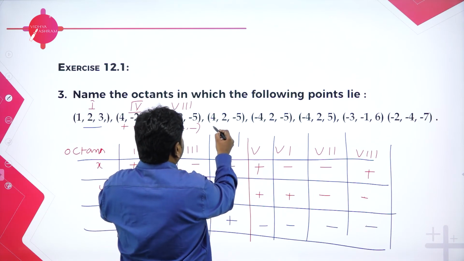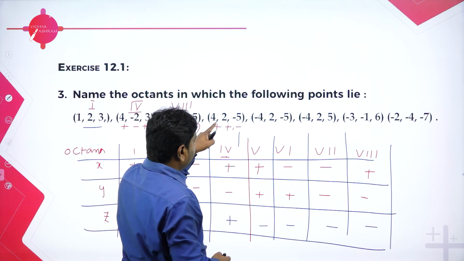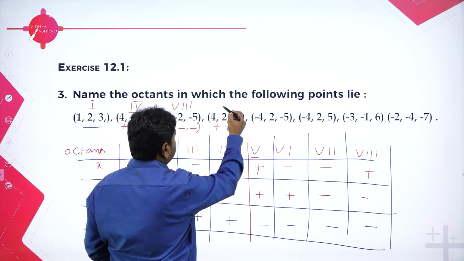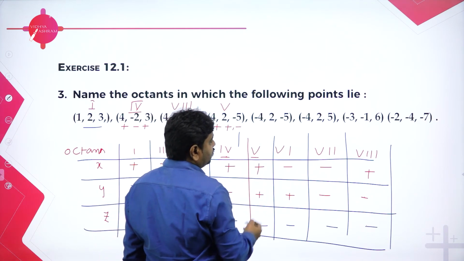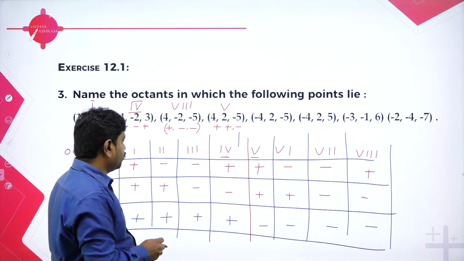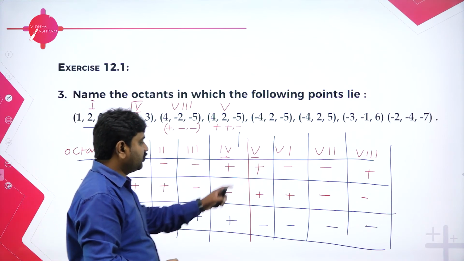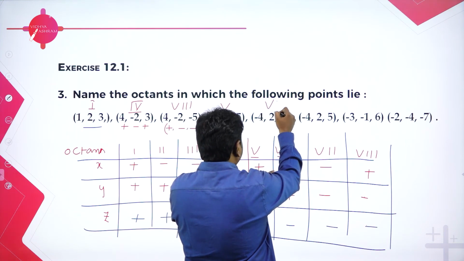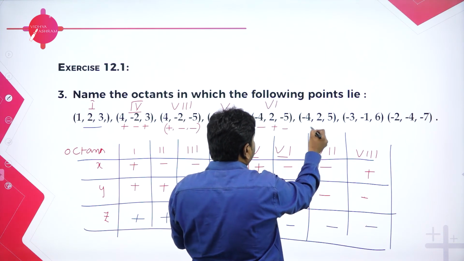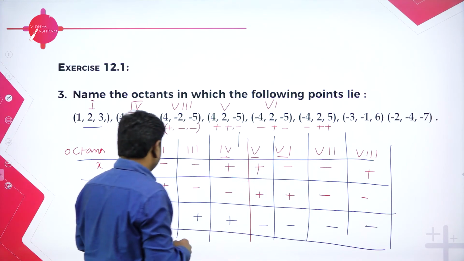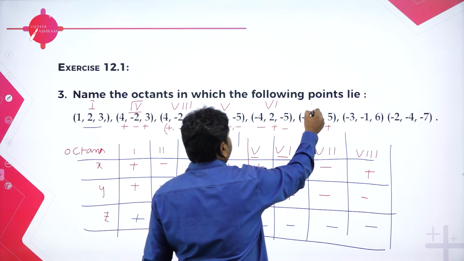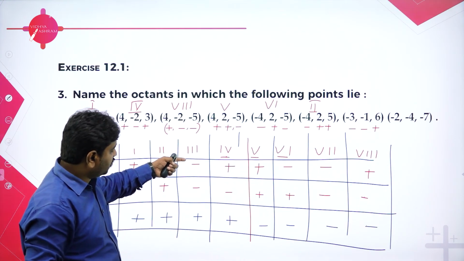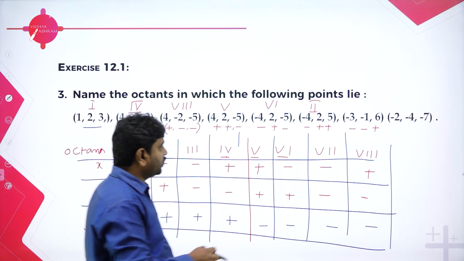And plus plus minus: x positive, y positive, z negative. Plus plus minus is in the fifth octant. And minus plus minus: search for minus plus minus. x is minus, y is plus, z is minus, so it is in the sixth octant. Then minus plus plus means here we have the second octant. And here minus minus plus: x negative, y negative, z positive, third octant.